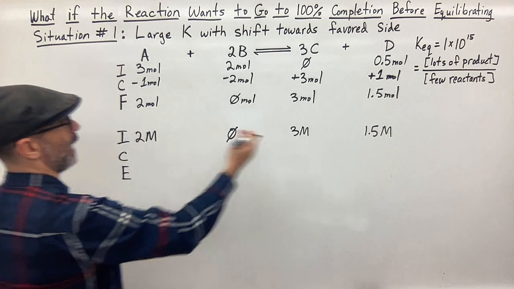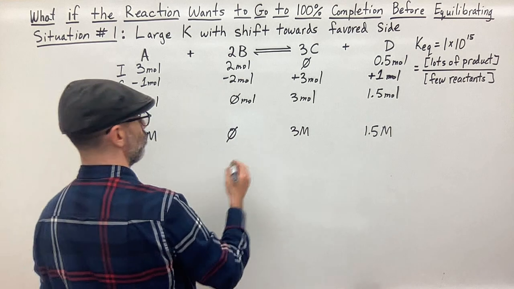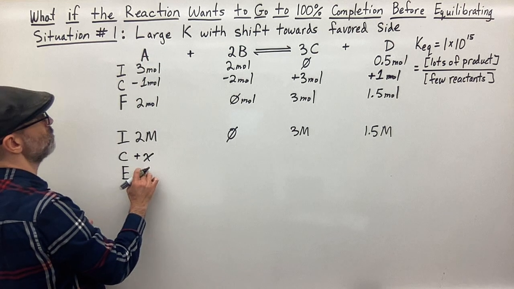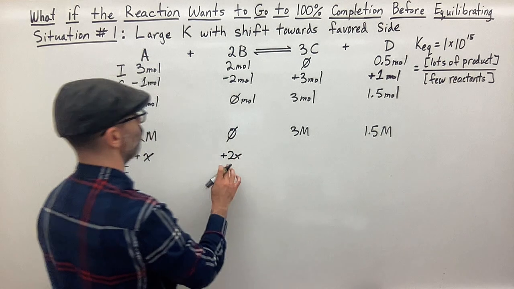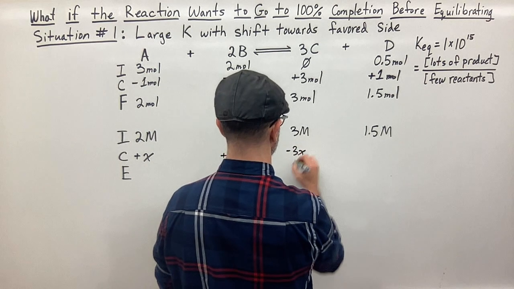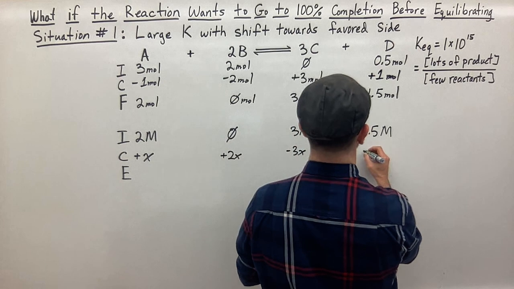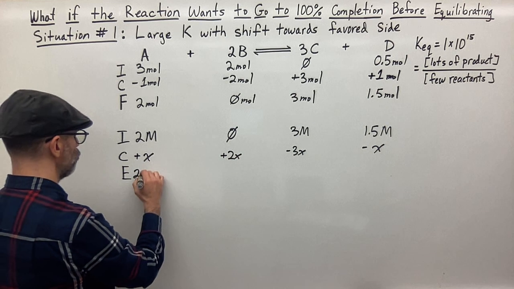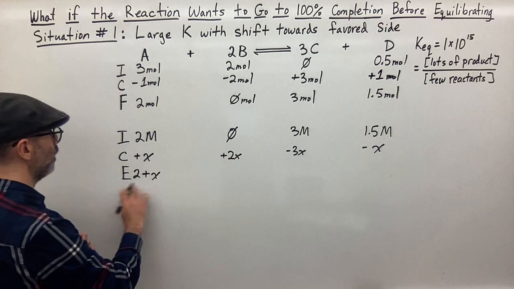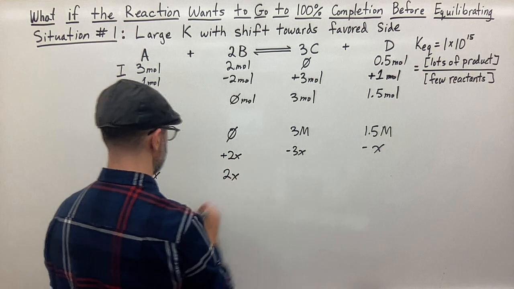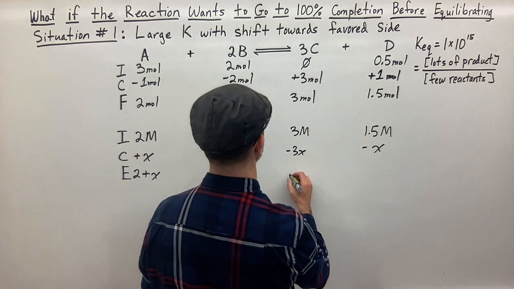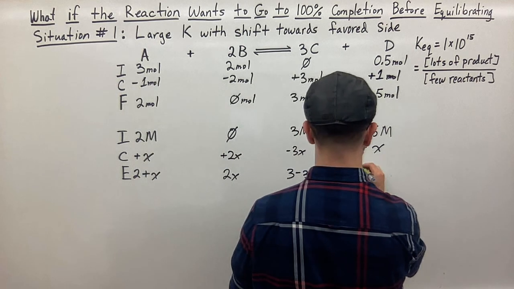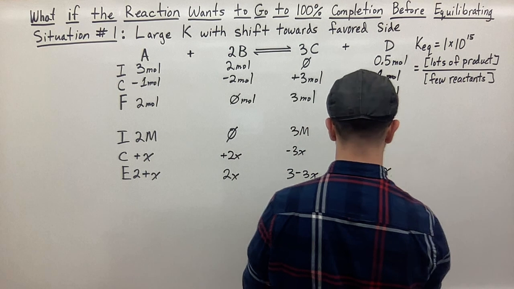So here, since it's going to be shifting this way, I know that I'm going to get a plus X amount of A. I'm going to get a plus 2X amount of B, I'm going to lose a 3X amount of C, and I'm going to lose an X amount of D. And so I add those together, I get my 2 plus X for A. I get my 2X for B. I get my 3 minus 3X for C, and I get my 1.5 minus X for D.